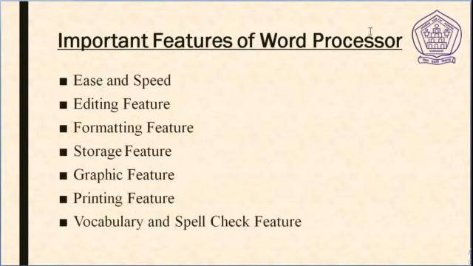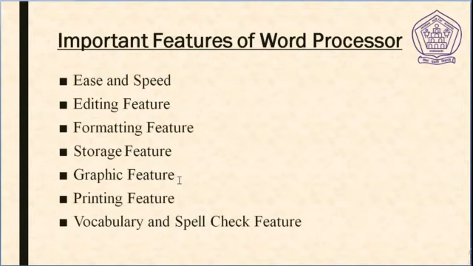Here you can see the important features of the word processor. The first one is ease and speed. By this, a word processor enables us to type text in an easy and faster way. This is the editing feature. By this, changes in text can be done easily with the help of cut, copy, and paste. Here you can see the formatting feature. By this feature, we can decorate our text by changing font size and color and making text bold, etc. Here the storage feature is given. By this feature, the document can be saved for future use.